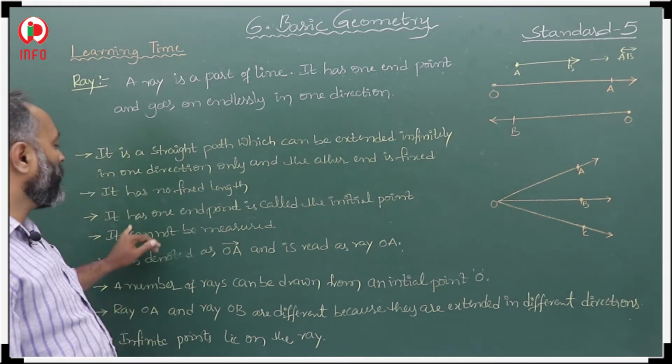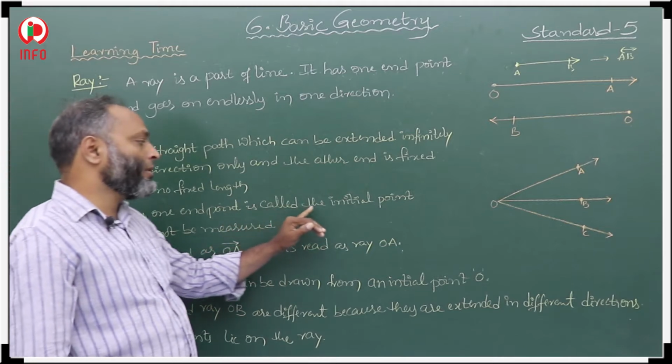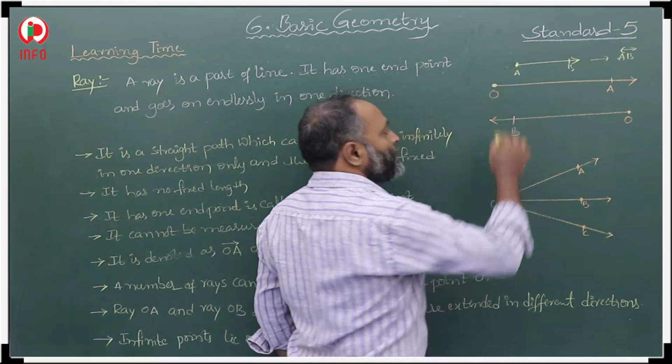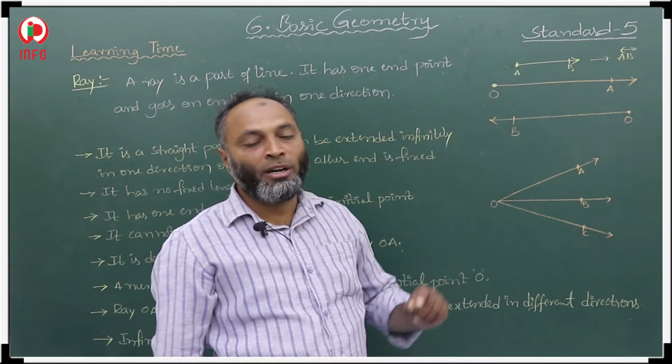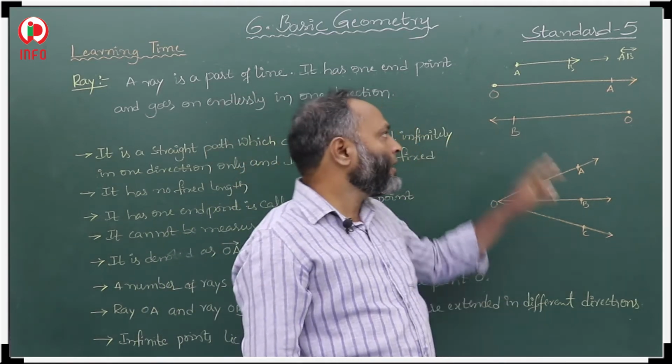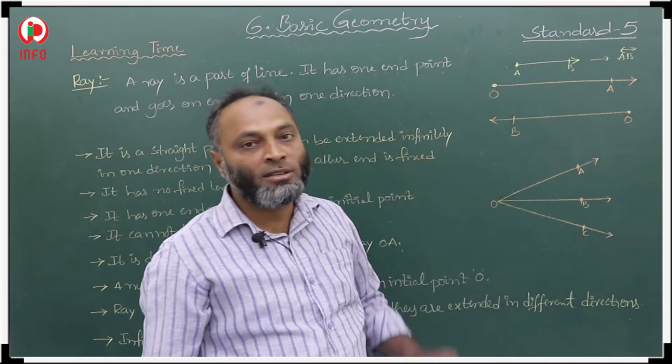The third point, it has one end point, which is called the initial point. Here one end point is there. This end point is called the initial point. In the sun also, where the rays generate, that is the initial point. The end point is called the initial point, the starting point.